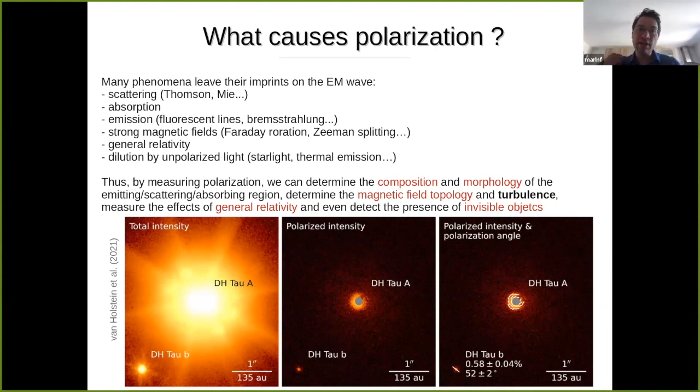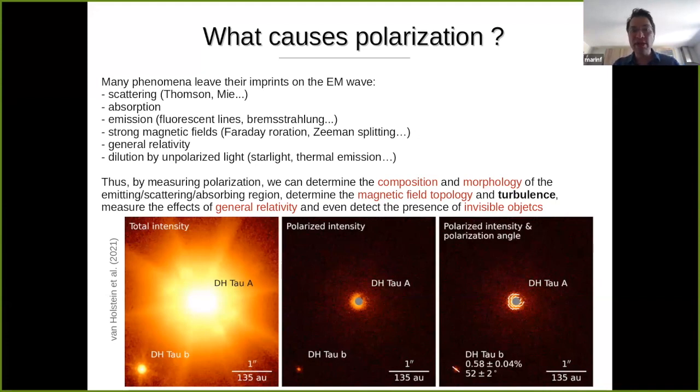You have absorption that can leave imprints, such as absorption lines, onto the spectroscopy you make using polarization, so spectral polarimetry. But emission also can leave imprints. Fluorescent lines, as an example, are most of the time unpolarized. But you can have emission by decelerating electrons, such as Bremsstrahlung, which is by itself polarized. You can determine the physical mechanism for emission in a distant source, even if you are not able to spatially resolve it, just by looking at its polarization variation in time.